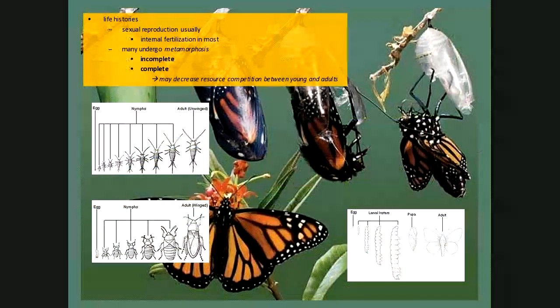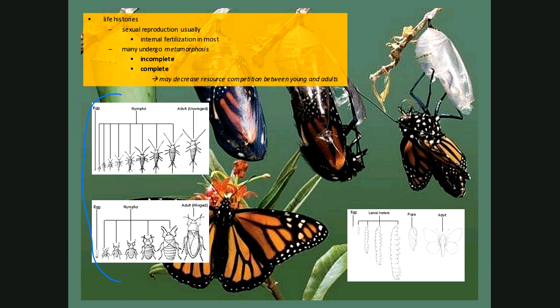Life histories: sexual reproduction, land-dwelling critters, typically internal fertilization. Many undergo metamorphosis. So let's look at that for a second. There are two types of metamorphosis, something called incomplete and something called complete. In incomplete metamorphosis, the two pictures on the left, a nymph is a name for a juvenile insect. Incomplete metamorphosis means that the young, the nymphs, just look like smaller adults.